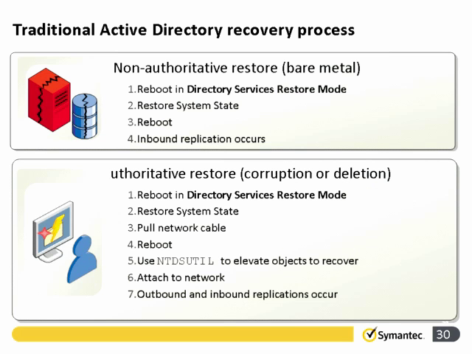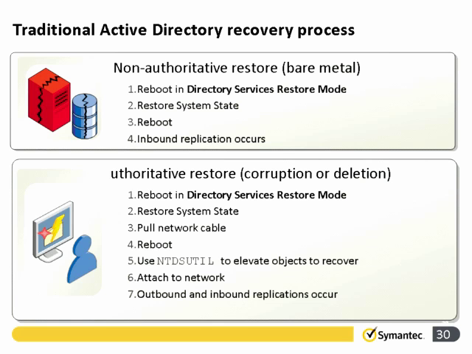The traditional process for doing this is a long, involved process. So on a non-authoritative restore, this is if I took Backup Exec out of the picture, I'm going to have to reboot my domain controller into Directory Services Restore mode, restore system state, reboot the machine, make sure that it's on the domain, and let Active Directory replicate back in.